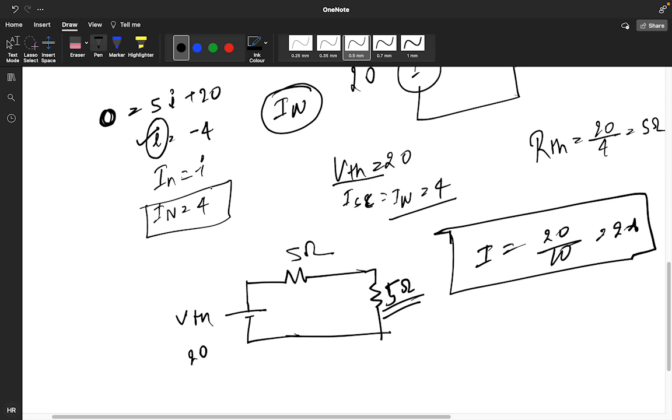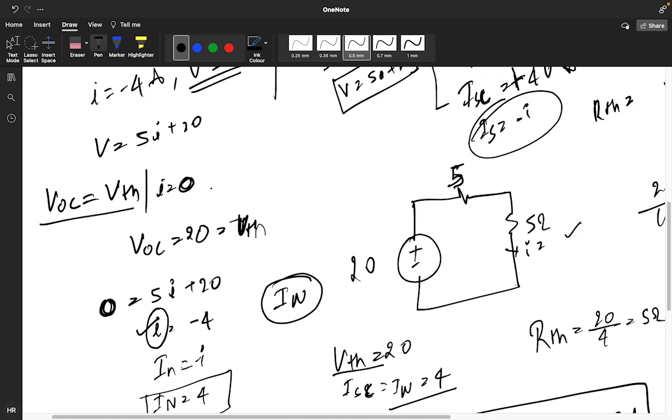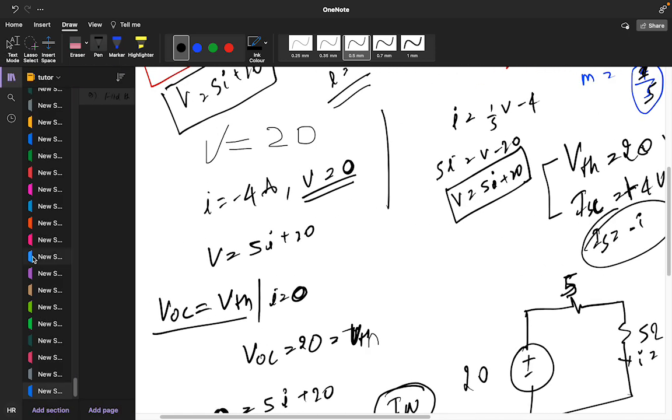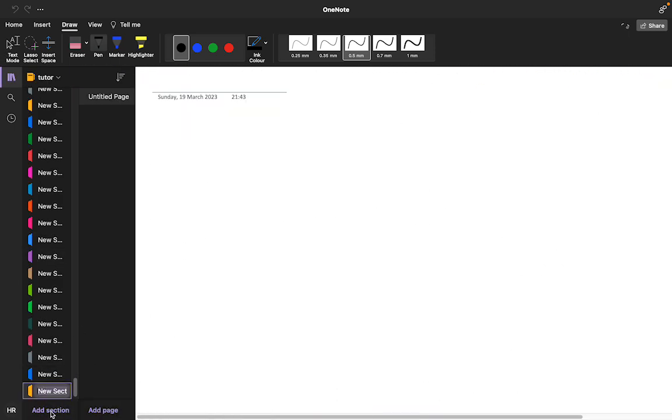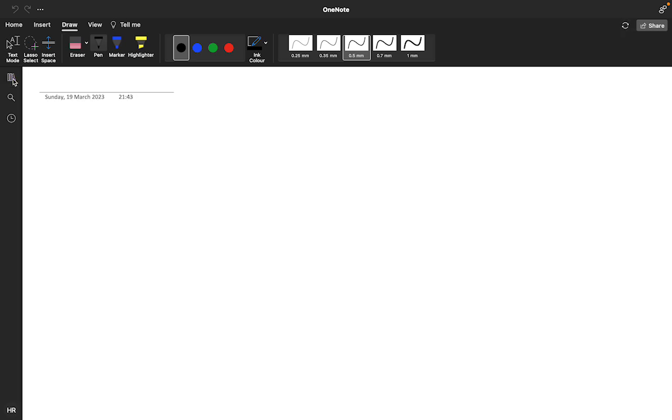So now we'll move to the next topic, that is the reciprocity theorem. This is our fourth topic in theorems. Reciprocity theorem.